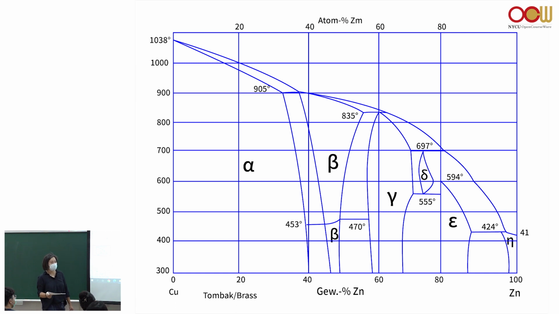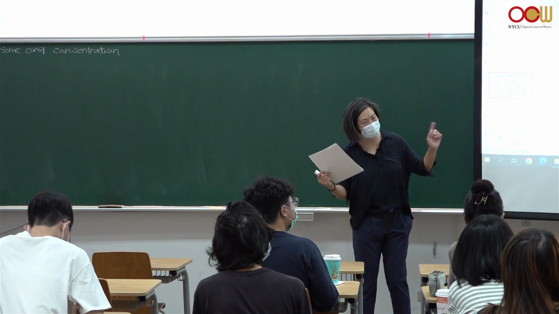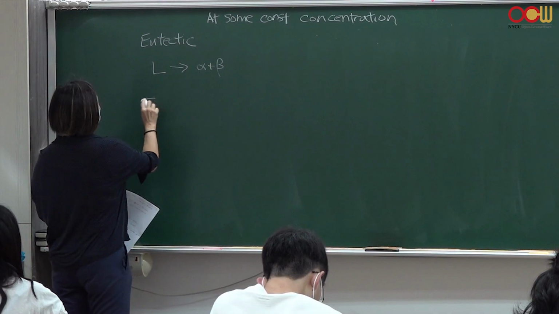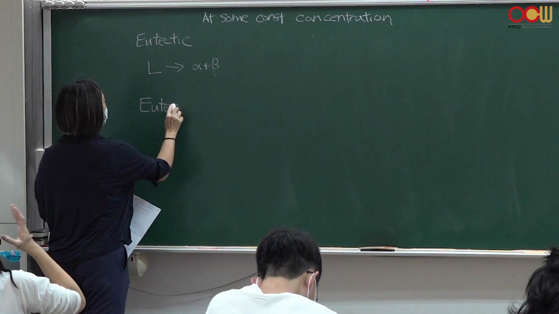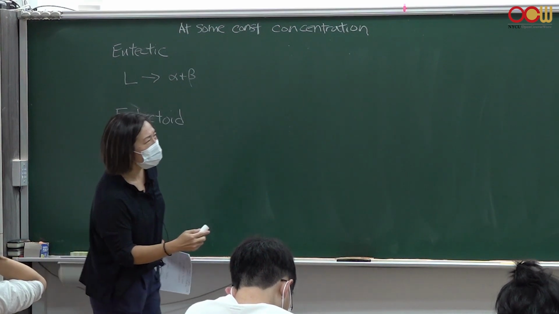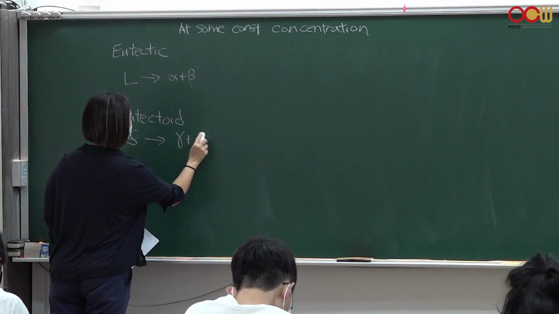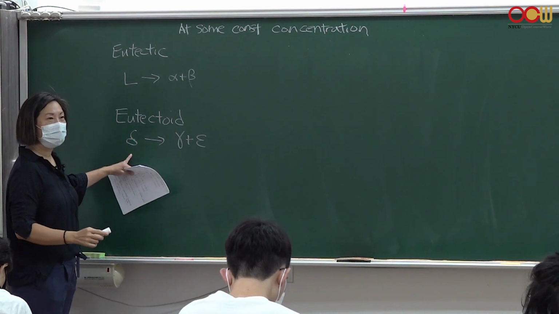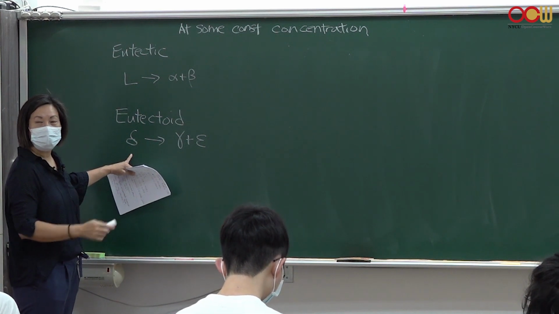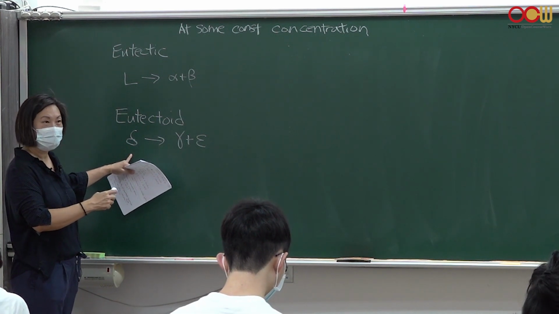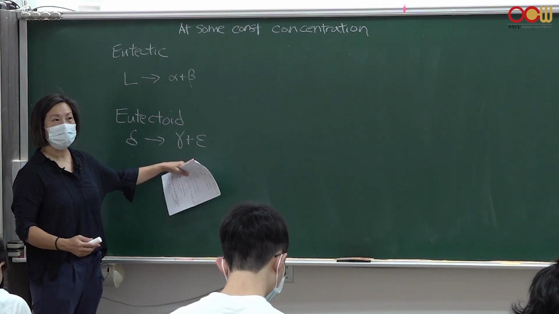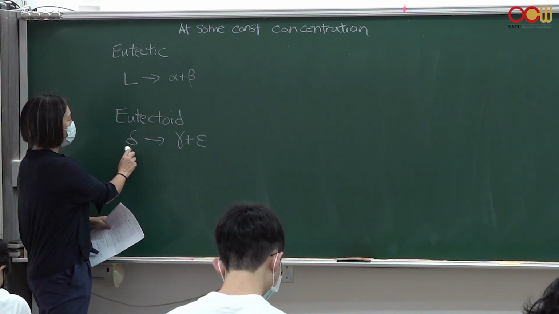Yeah, so you have the eutectoid, right? So eutectic, I don't see one. Do you see one? Liquid goes to two solids. No, I don't see one, but if you do, let me know. And you're right, there is a eutectoid. And in this particular case, delta goes to gamma plus epsilon. So it's one solid phase at some constant concentration. As you cool it down, it goes to two solid phases that are different than the parent phase.